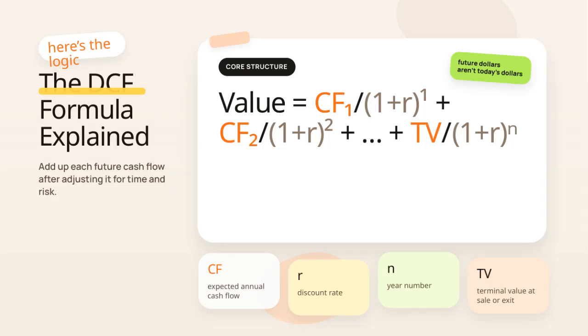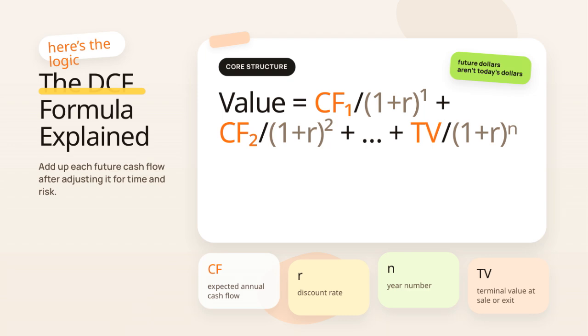Here we're diving into the heart of the discounted cash flow, or DCF, formula. The main idea is to add up each of the future cash flows, but not just as they are. We adjust them to account for both the time value of money and the risk involved. Why? Because a dollar you expect to receive in the future isn't worth the same as a dollar today.